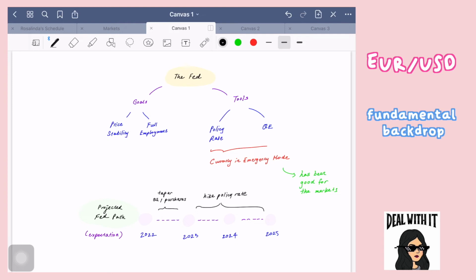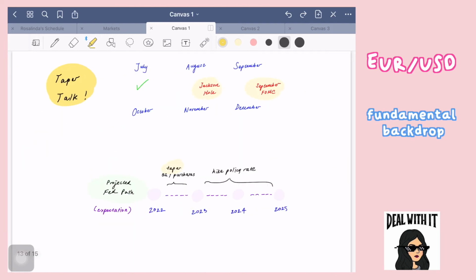Because when the economy is so strong and it starts to overheat because there's too much help given to it, this will threaten your price stability, which is your inflation. And if your inflation gets too high, that's also very problematic. So that's what the Fed is concerned with.